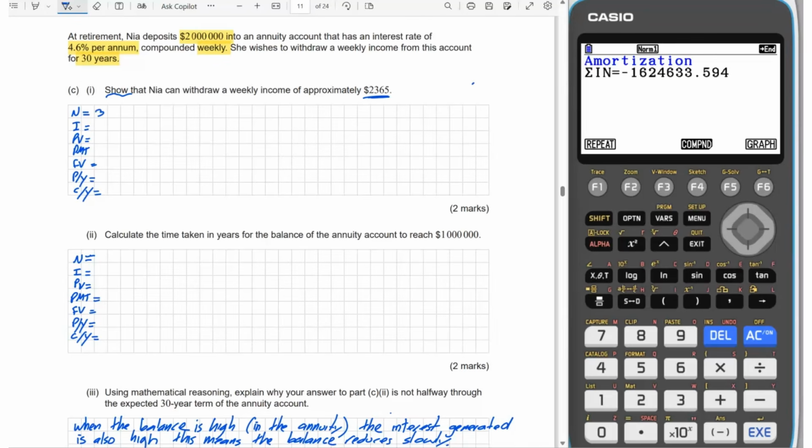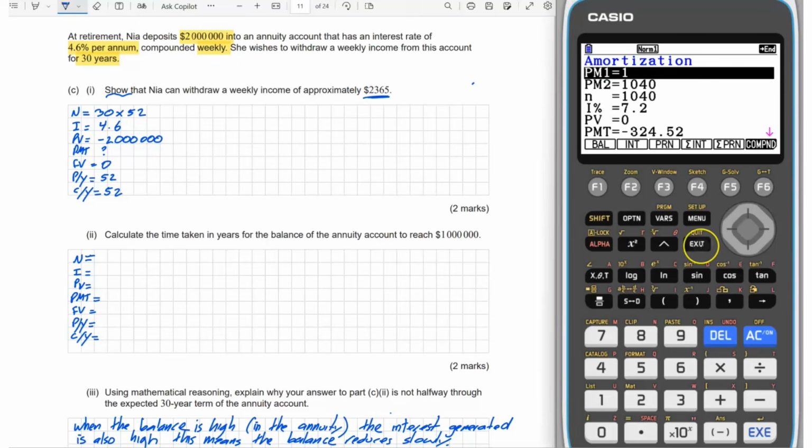So it was 30 years and it was going to be weekly. So there's 52 weeks in a year. The interest rate was 4.6% in this annuity. She was going to put into the account $2 million, hence the negative. Payment is what I said we were going to try to find, and we want it to be 2,365-ish. And future value is going to be 0. Okay, so solving for this, let me just get back.